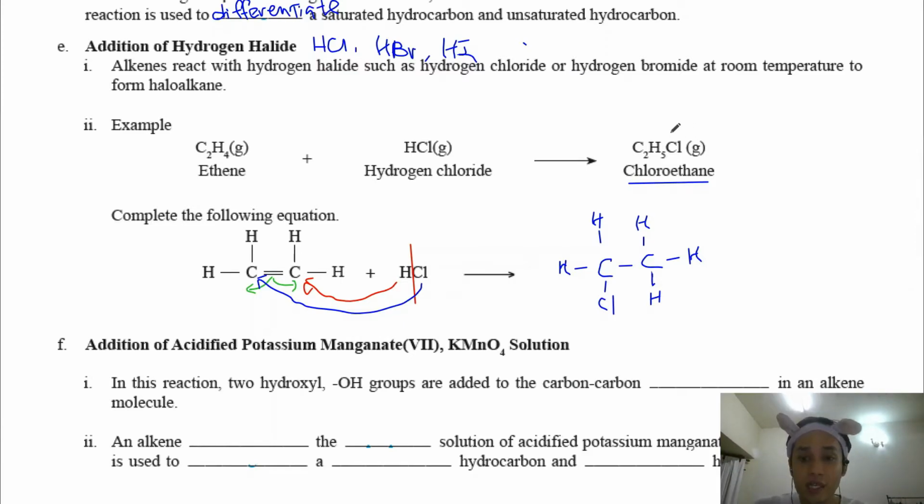Since I only have one chlorine, that's why we only have chloro. If I have 2 chlorines, this one will become dichloro. And once again, I'm repeating this, you are changing from an unsaturated to saturated compound. That is why the name is ethane and not ethene anymore. Make sure you remember this. So that is the addition reaction of hydrogen halide.